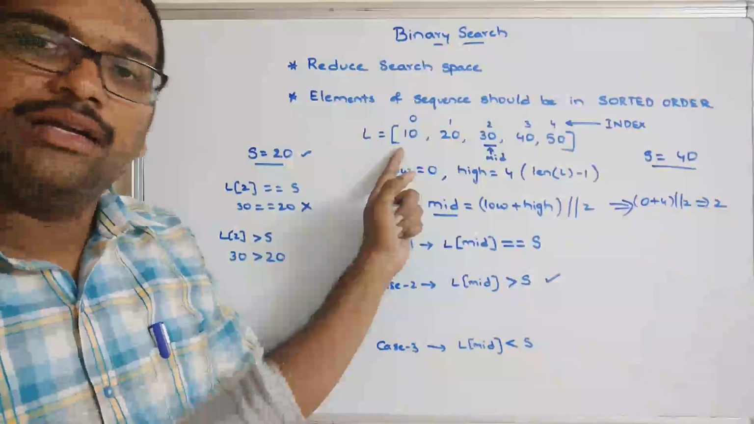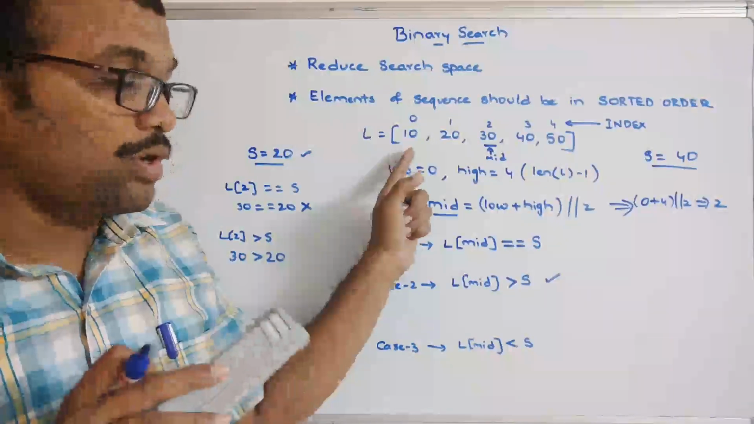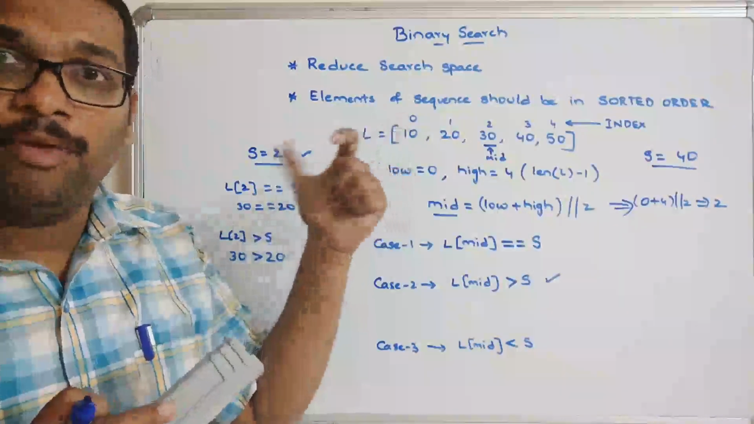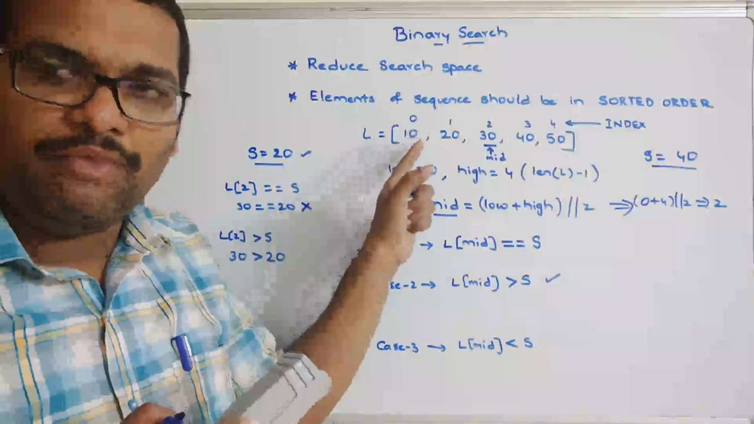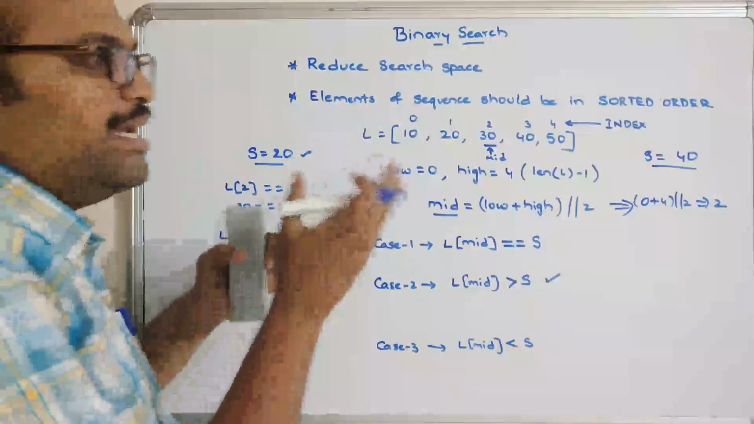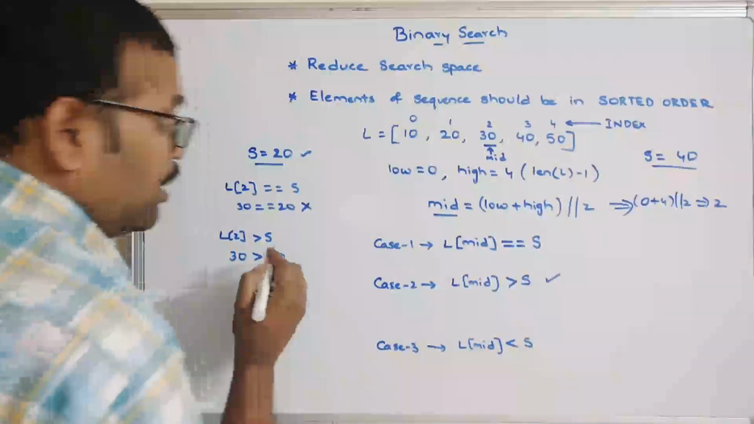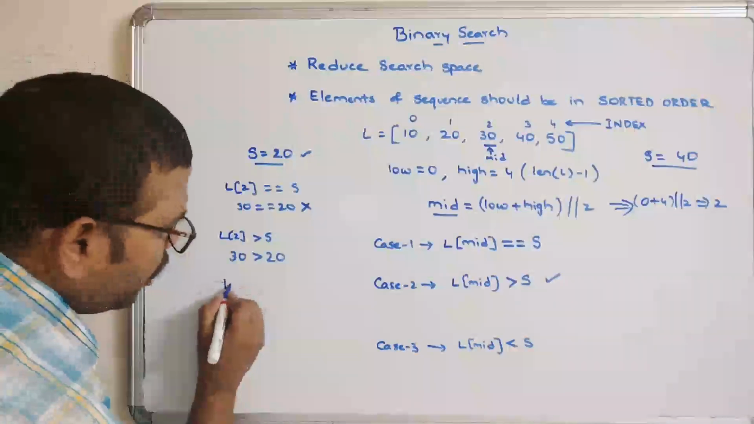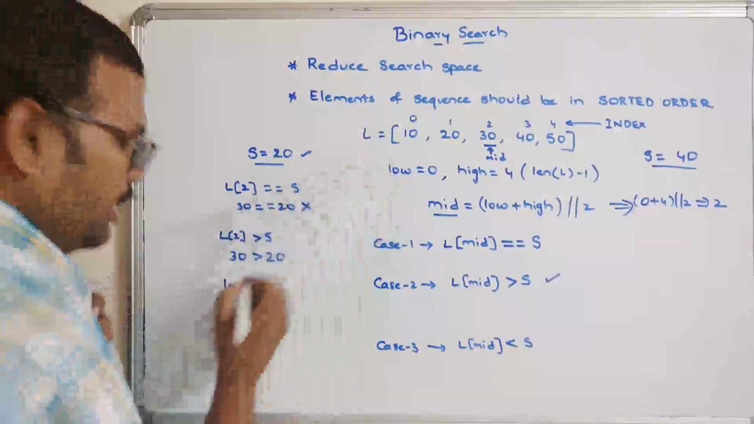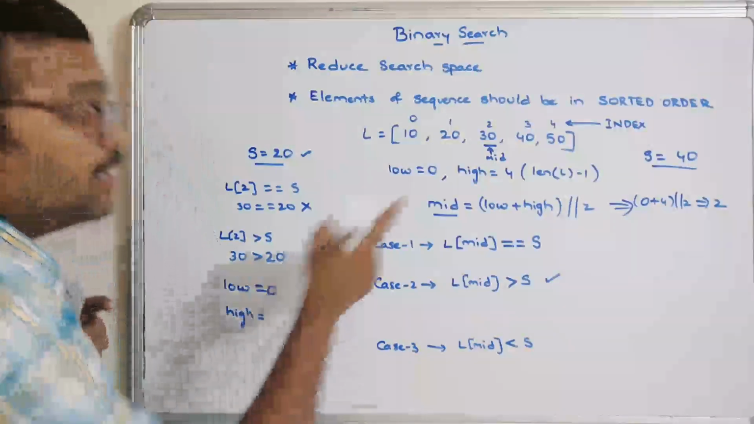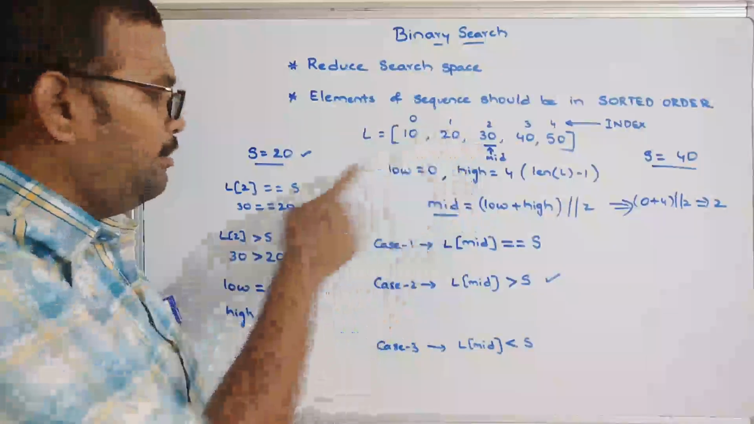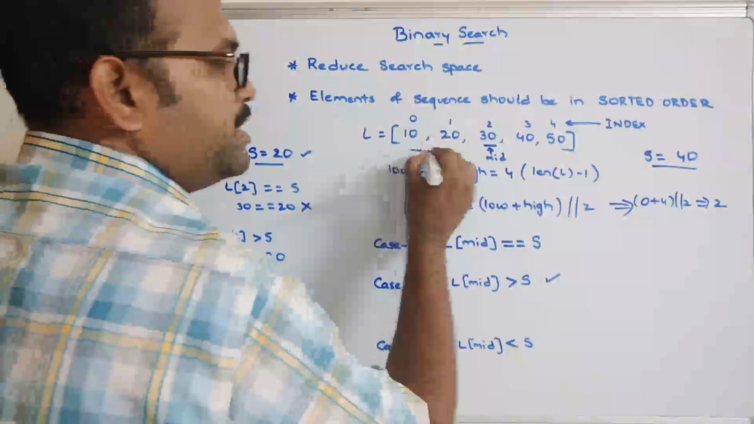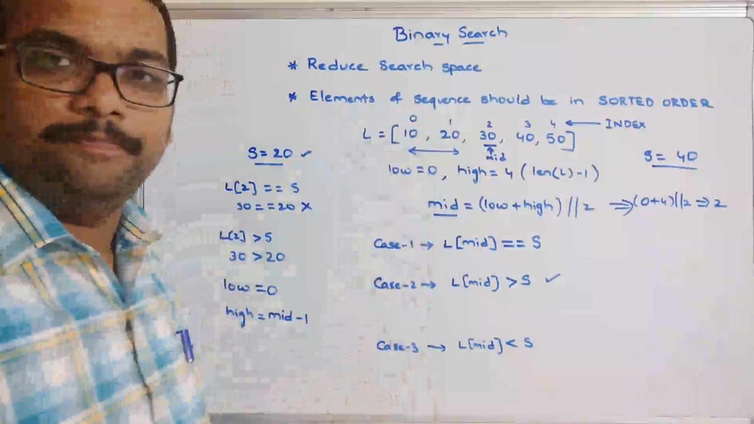We don't know whether the element is available or not, but it should be on the left hand side. So what we have to do is change the low value and high value. The search space is reduced to the left hand side. Here the low value will remain the same, 0, and the high value will now become, since we have already verified the middle element, mid minus 1. That means the search space is reduced to this space.